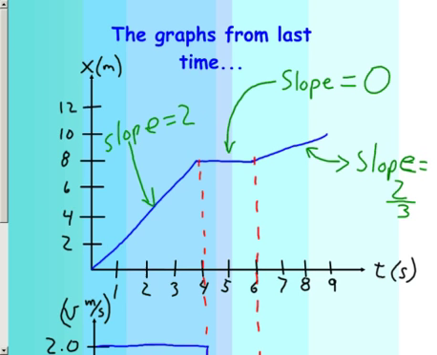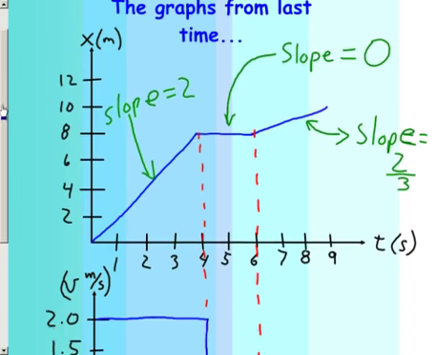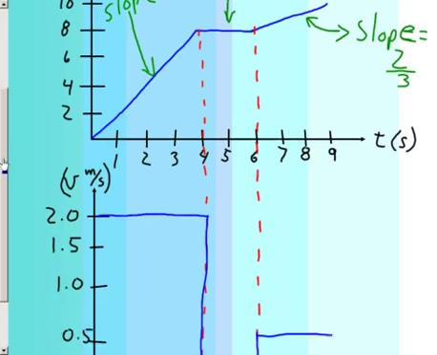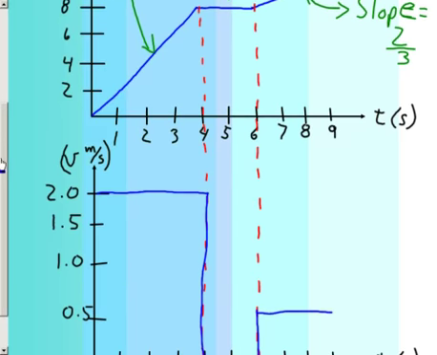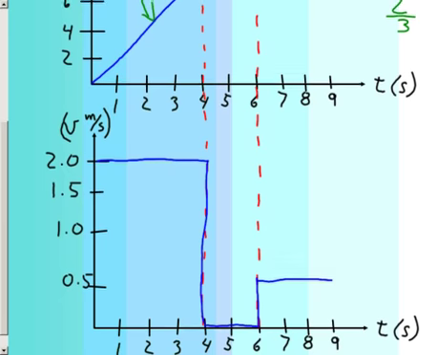So let's look back at what we did just last time. We made a big, ugly, nasty graph here. We wrote all over it. We started with a position versus time graph. We found the slopes on it. Then we used those red dotted lines and projected straight down onto a velocity versus time graph. And we put those velocities on there.